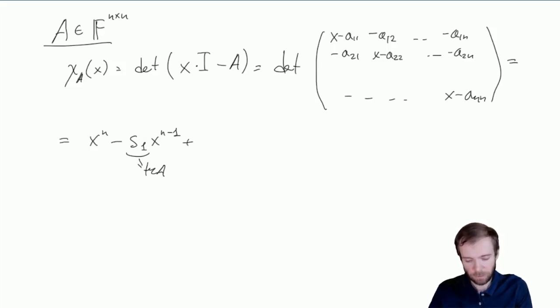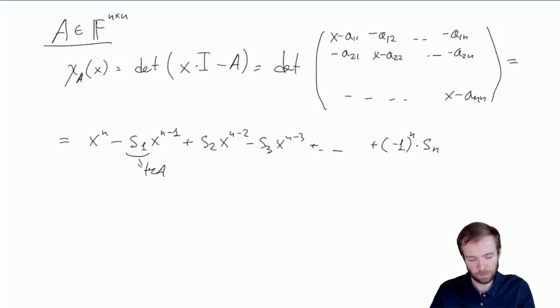So let's denote the coefficients as plus s2 x to the power of n minus 2, minus s3 x to the power of n minus 3, and so on. The last coefficient would be minus 1 to the power of n times s_n. We see that this free term is the value of the polynomial at 0, and if we plug x equal to 0 in here, we get just minus A. And the determinant of minus A is minus 1 to the power of n times the determinant of A. So we know that this coefficient s_n is actually the determinant of A.